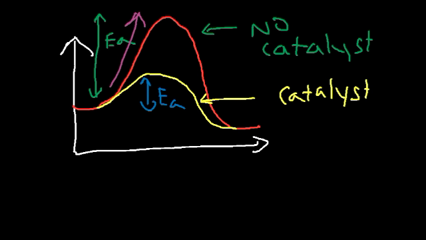So when you add a catalyst, it speeds up the reaction by lowering the activation energy. So this is a one-step reaction, by the way. Whenever you have one transition state, you have a one-step reaction. A two-step reaction looks like this. There's going to be two energy maxima.